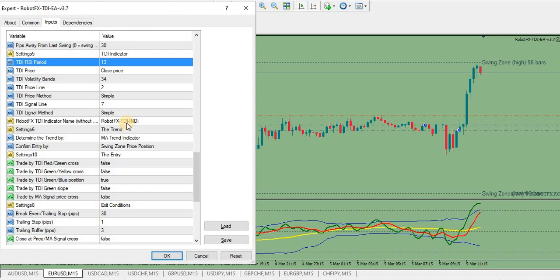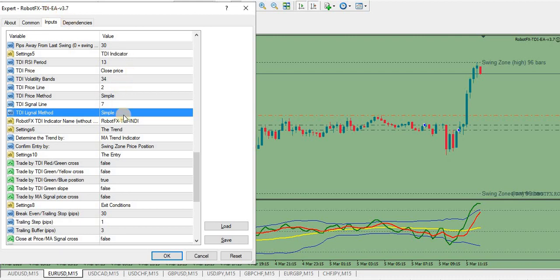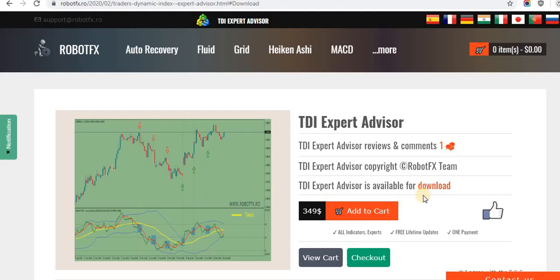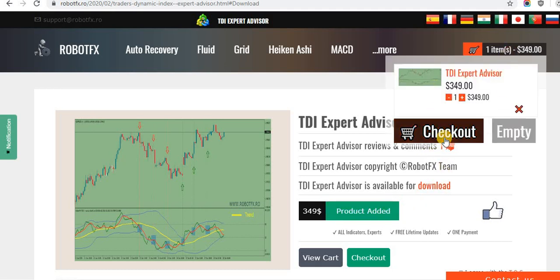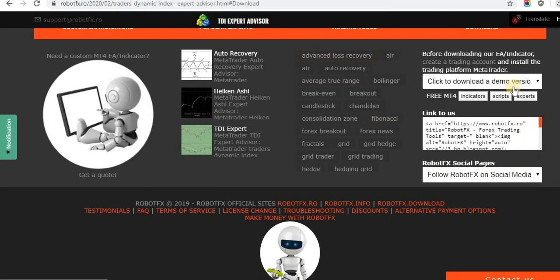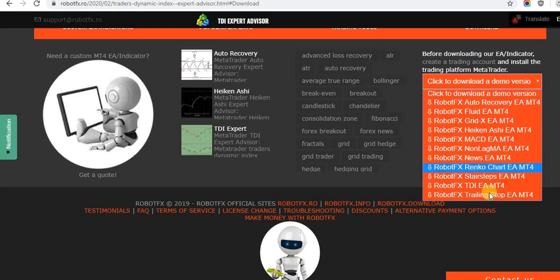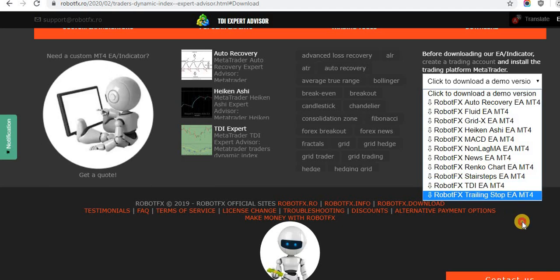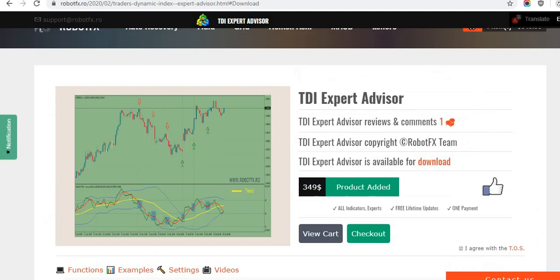Mind that it must be the TDI indicator. Sorry, the TDI expert advisor uses the TDI indicator from RobotFX. So when you decide to buy this expert advisor, or maybe just download a free version, you will download an archive file that will contain the expert advisor and the indicator, both of them.